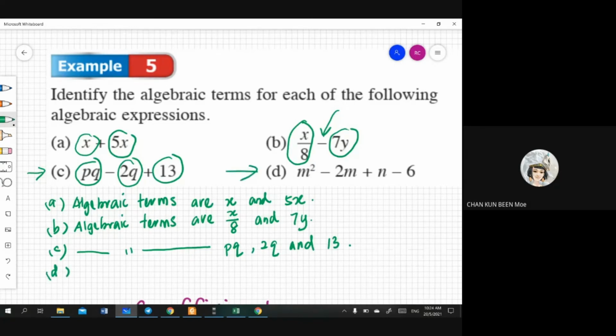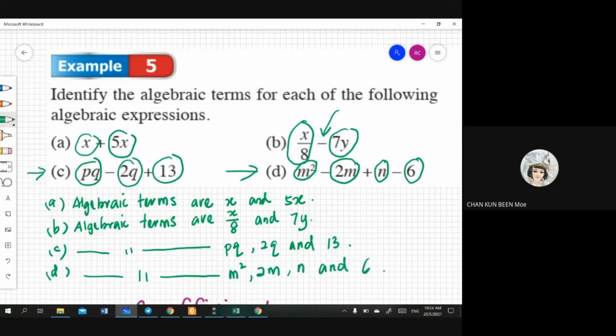m squared minus 2m plus n minus 6. How many terms are there? 4. The algebraic terms are m squared, 2m, n, and 6. Okay, you all did very well. You understand now. So there are m squared, 2m, n, and 6.